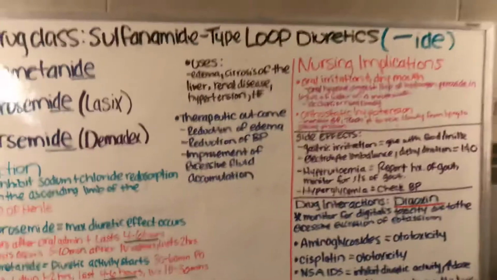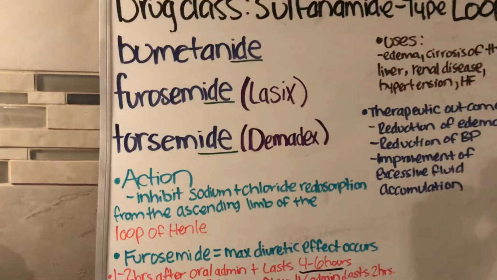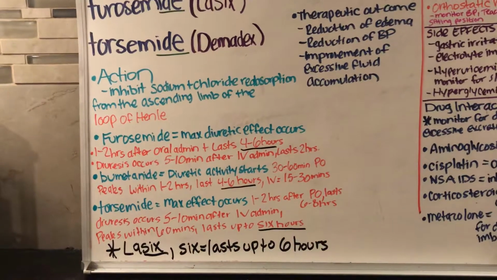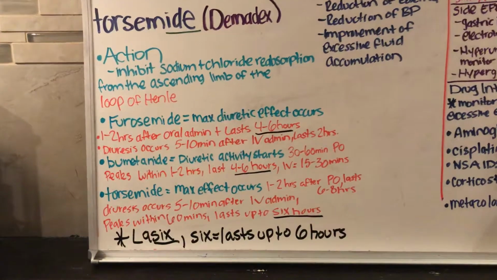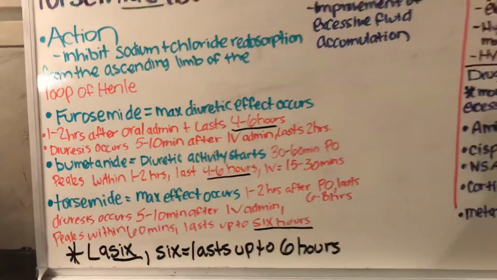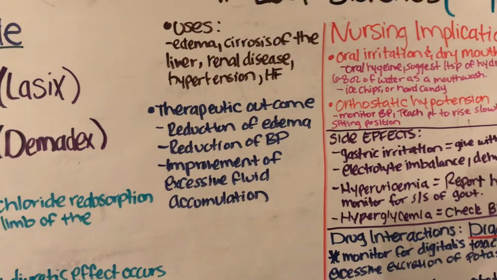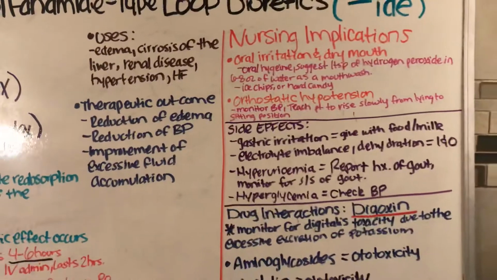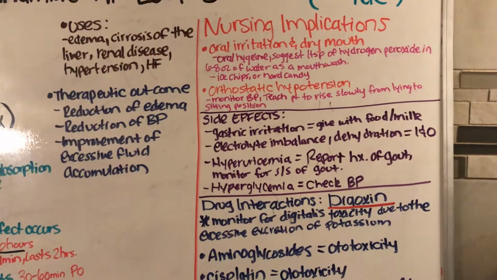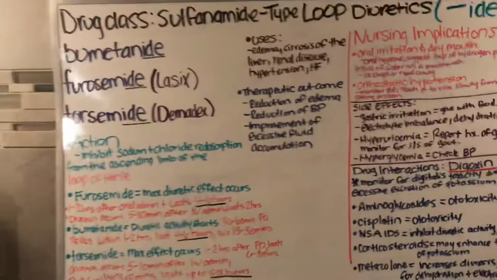So that is your loop diuretics. Remember, they end in "ide." You have bumetanide, furosemide, and torsemide. You can remember that they have a lasting effect of up to 6 hours by remembering the word Lasix, and that 6 lasts up to 6 hours. It's used for mainly edema and lowering hypertension, and you want to remember to increase their oral hygiene, assess for orthostatic hypotension, and monitor for those side effects. So that is loop diuretics.